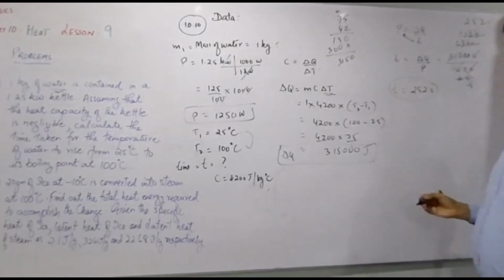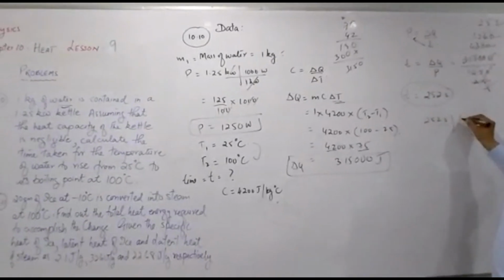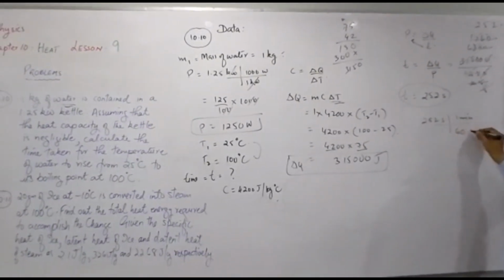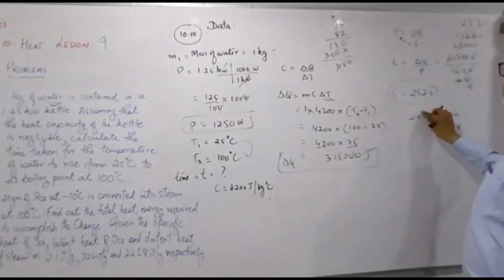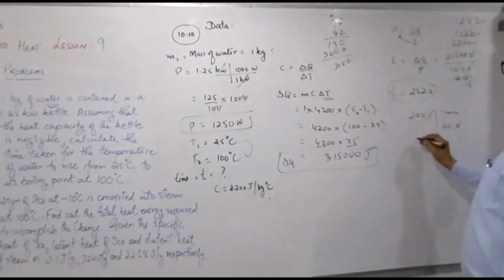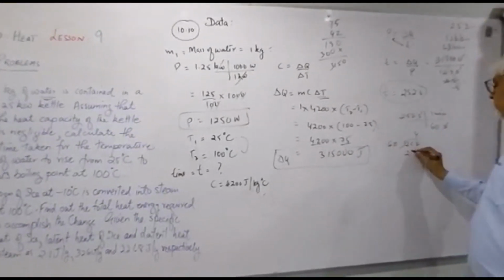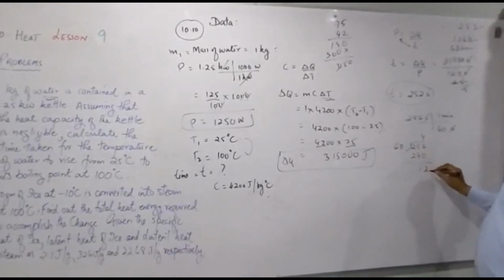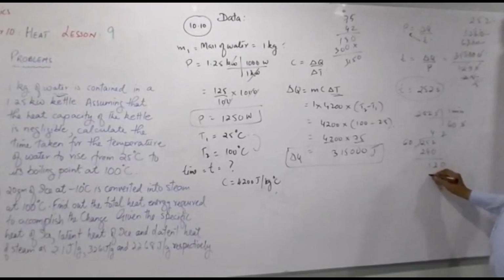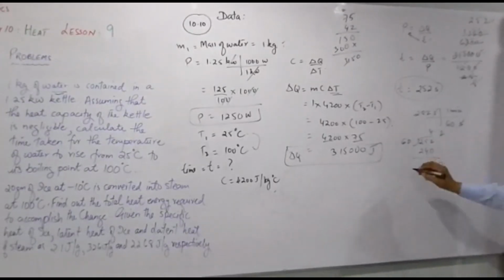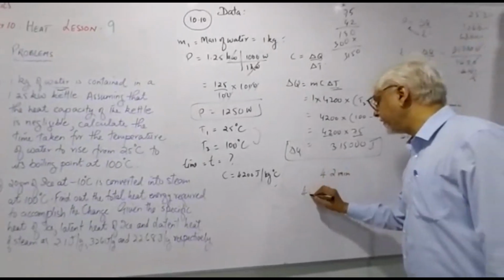Okay, let's convert this into minutes. So 252 seconds. You know that in 1 minute you have 60 seconds. Seconds and seconds cancel. We can divide this 252 by 60. There you go. So 4.2 minutes, or we could say 4 minutes.